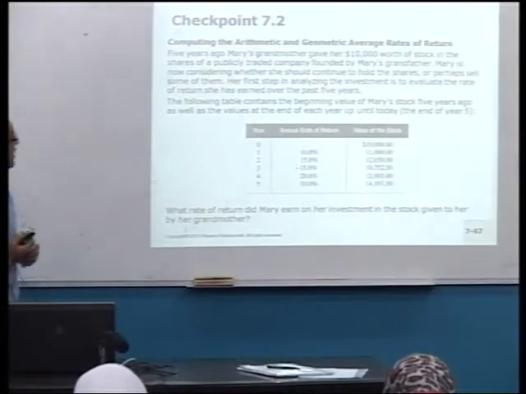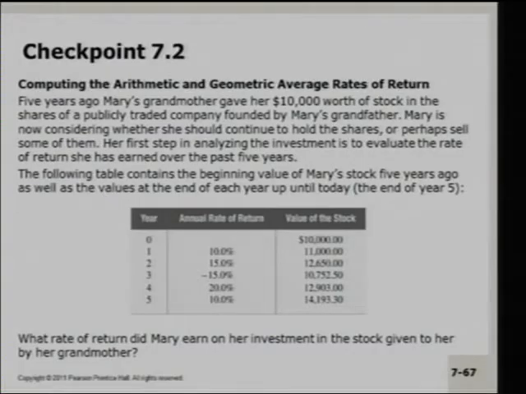In this checkpoint, 5 years ago, Mary's grandma gave her $10,000 worth of stock in shares. So she started with $10,000. This is the initial value of the investment. Mary is now considering whether she should continue to hold the shares or perhaps sell some of them. Her first step in analyzing the investment is to evaluate the rate of return she has earned over the past 5 years, to decide whether she performed well or underperformed.